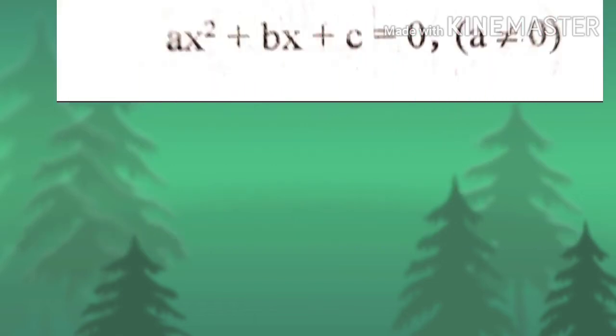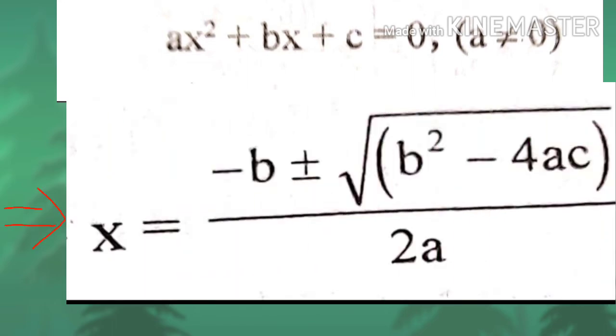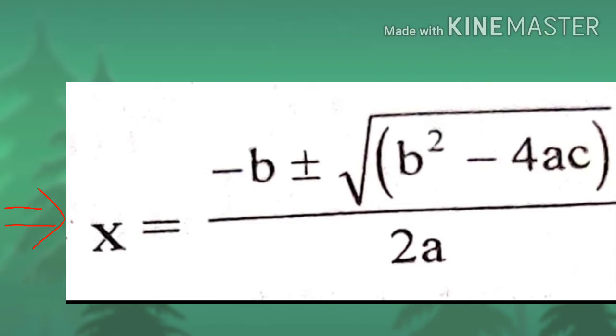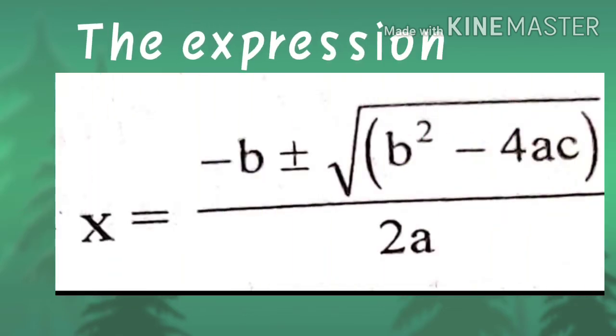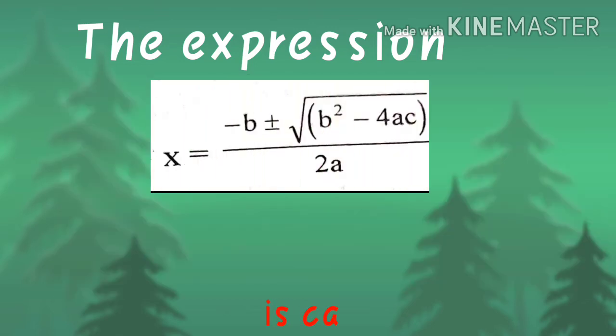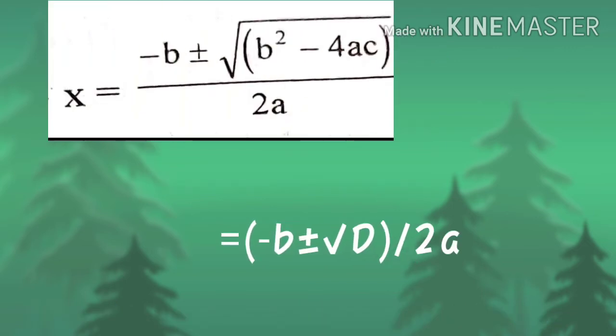Now let's proceed to solve quadratic equations using the quadratic formula. Let ax² + bx + c = 0, where a is not equal to 0, be the given quadratic equation. Then its solution will be x = (−b ± √(b² − 4ac)) / 2a. This expression is called the quadratic formula. It can also be written as x = (−b ± √D) / 2a.